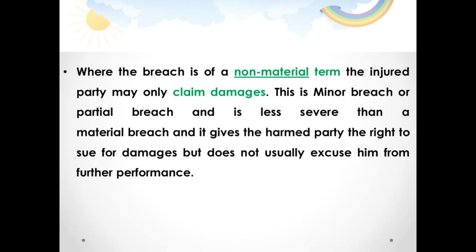Then, if the breach is of a non-material term, the injured party may only claim damages. He cannot cancel the contract. This is a minor breach or a partial breach and is less severe than a material breach, and it gives the harmed party the right to sue for damages, but does not usually excuse him from further performance, that is, he cannot cancel the contract.